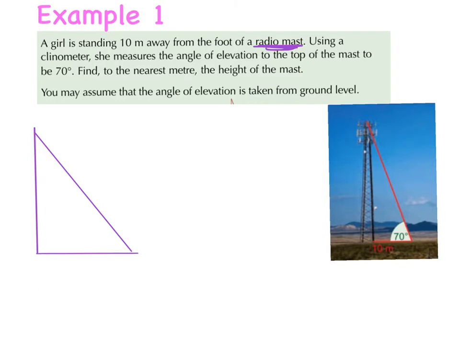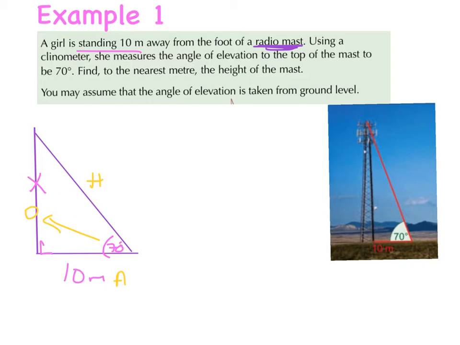All right, so we know that this is the height of the radio mast, so I'm going to refer to that as x. This is my right angle. I'm told that this is 70 degrees, and this bottom one here is the distance she is away, which is 10 metres. Once I've drawn that, step one is to label what I have done so far. So this is my hypotenuse, this is my given angle, therefore this is my opposite, and this is my adjacent.